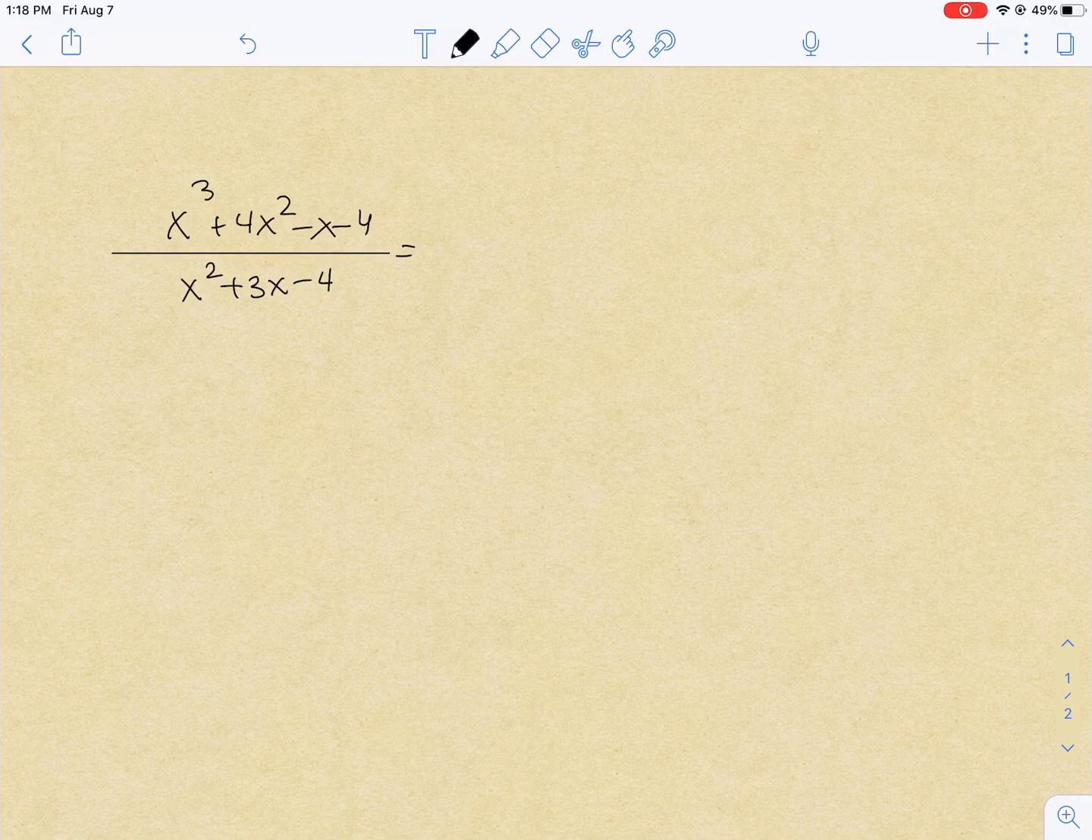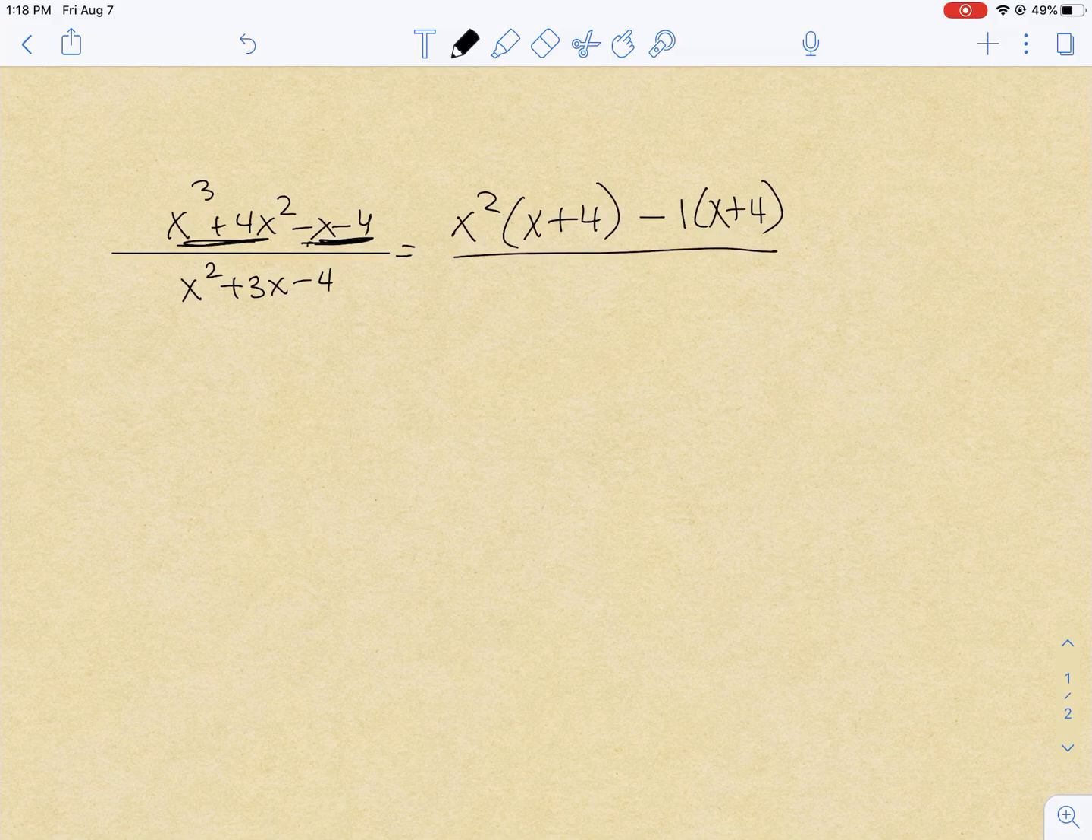So on the grouping one, remember we do the first 2 and the last 2. So I'm going to pull out the x squared, or factor out the x squared. That would leave me x plus 4. Now the last 2 there, it looks like the only thing I can pull out is a -1, which would switch those to x plus 4 as well.